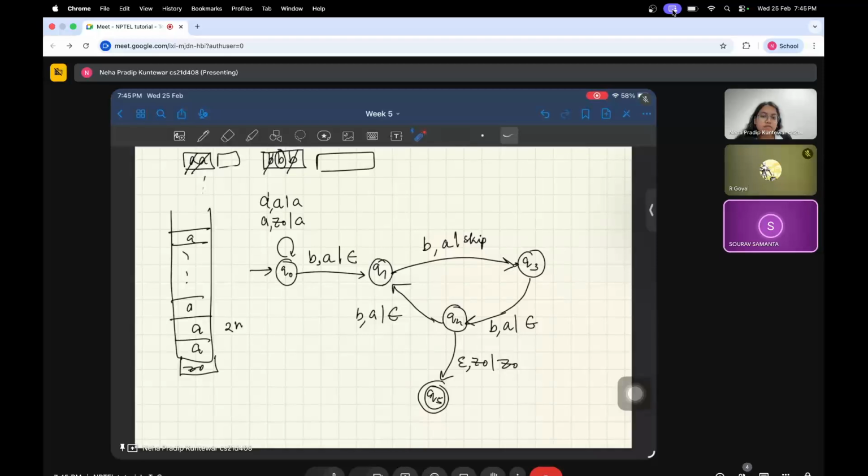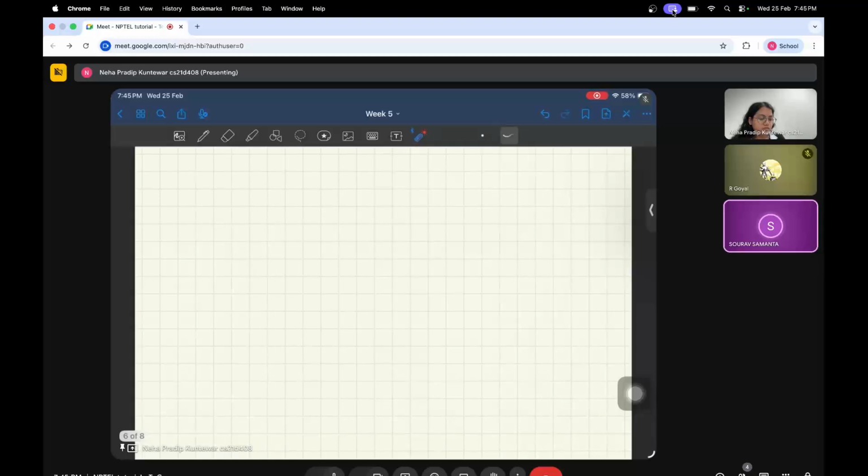Design a PDA for odd length palindrome for the language L equal to the set of W C W to the power R such that W belongs to (A, B) closure, and show the representation for final state PDA and empty stack PDA. Consider W to the power R is the reverse of W. Okay.